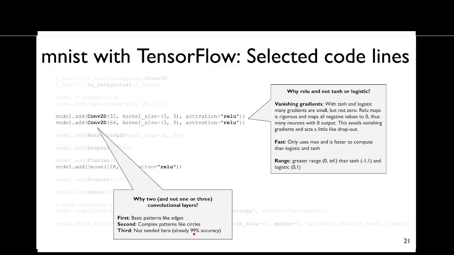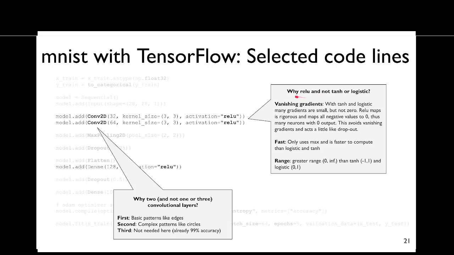The MNIST dataset is not that complex. But for ImageNet with cats and dogs and container ships and so on, and 3 channels rather than just grayscale, we may need even more complex patterns and more convolutional layers. But for this specific problem, after 2 layers is good enough.